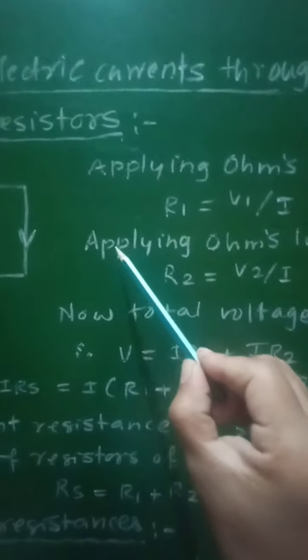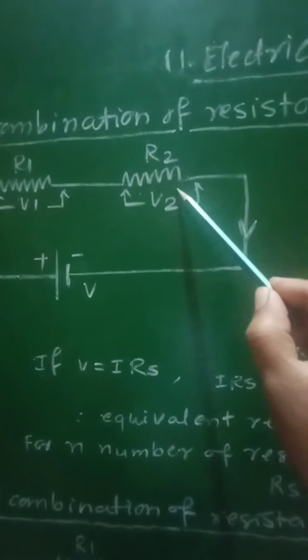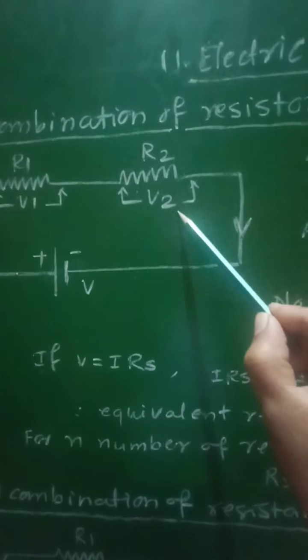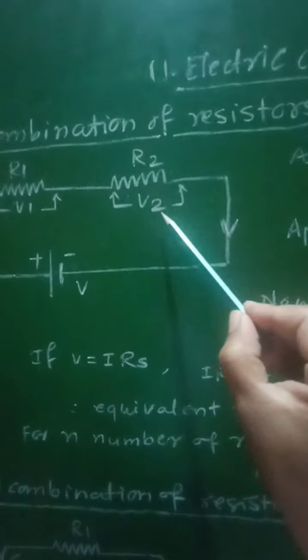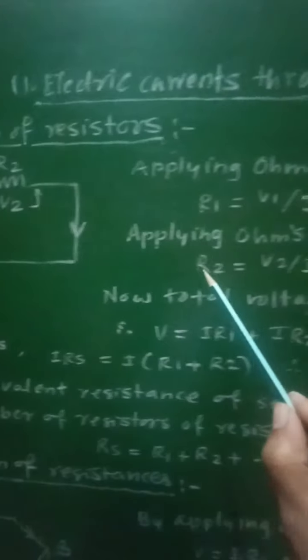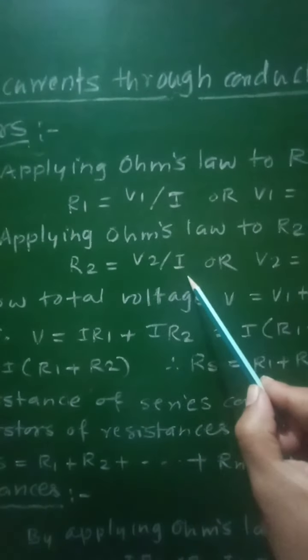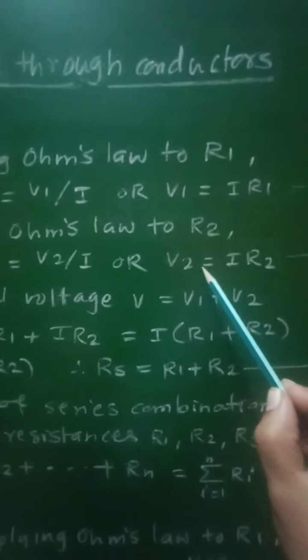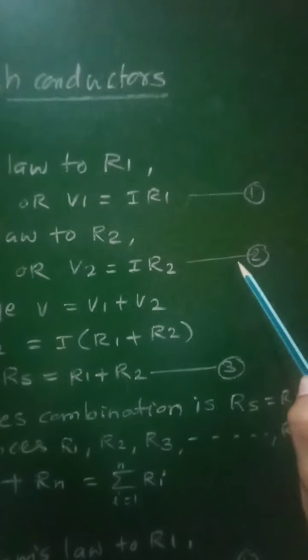Similarly, applying Ohm's law to resistance R2. For this resistance R2, if we again apply Ohm's law, then the voltage across it is V2 and the same current I is flowing through it. Therefore, we can write resistance R2 equal to V2 upon I, or V2 will be equal to I R2, equation number 2.